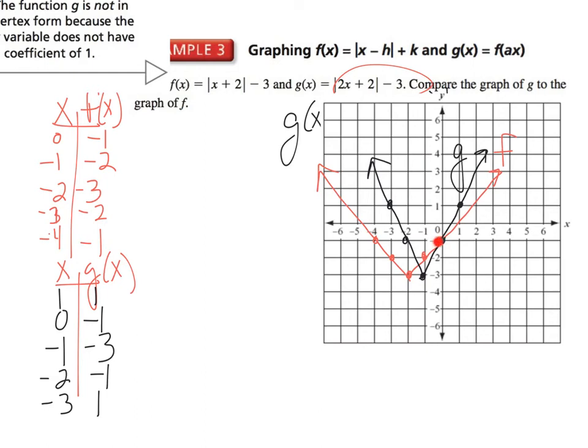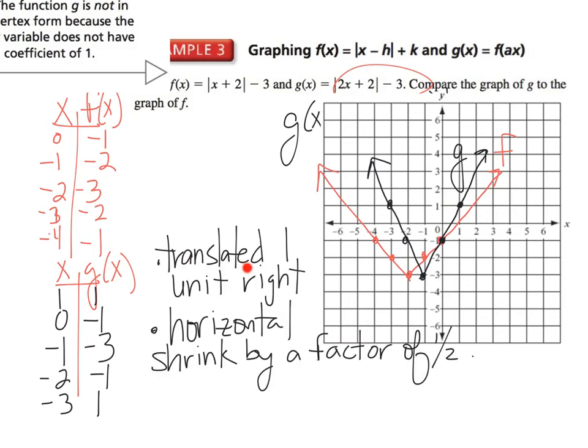So this is a horizontal stretch of what? Well, if we look at our function, 2, which means it's a factor of 1/2 because it's moving closer to the y-axis. It's been shifted 1 unit to the right as well. So here's what we have. It's been translated 1 unit right, and function g has a horizontal shrink by a factor of 1/2.